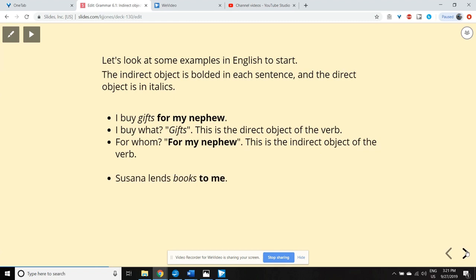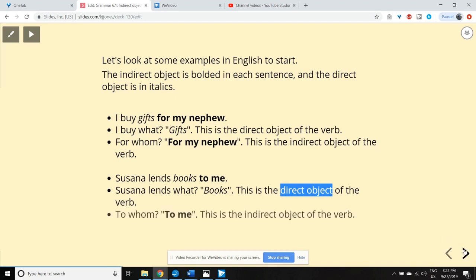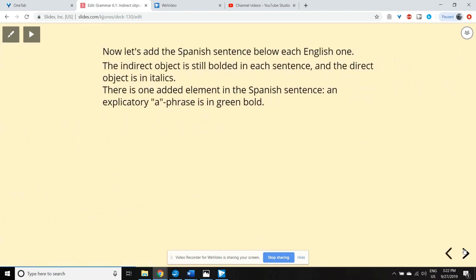Does that make sense? I hope so. Let's see another sentence. So we have Susana lends books to me. So Susana lends what? Books. Therefore, books is the direct object of the verb lends. Okay? And to whom? To me. So to me is the indirect object of the verb lends in this sentence. Got it? It's not hard. It's just grammar.